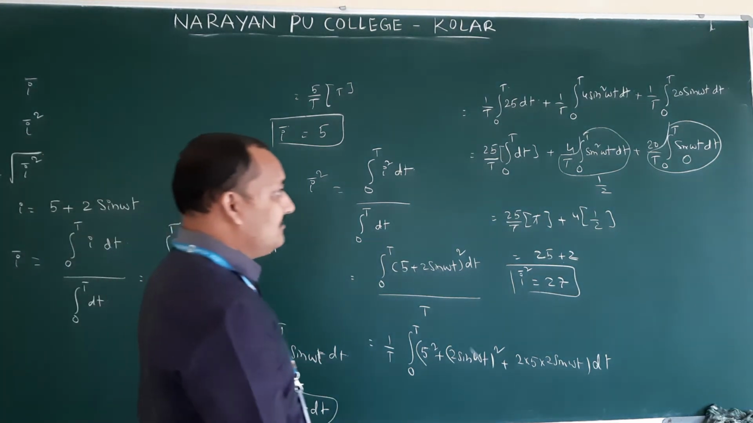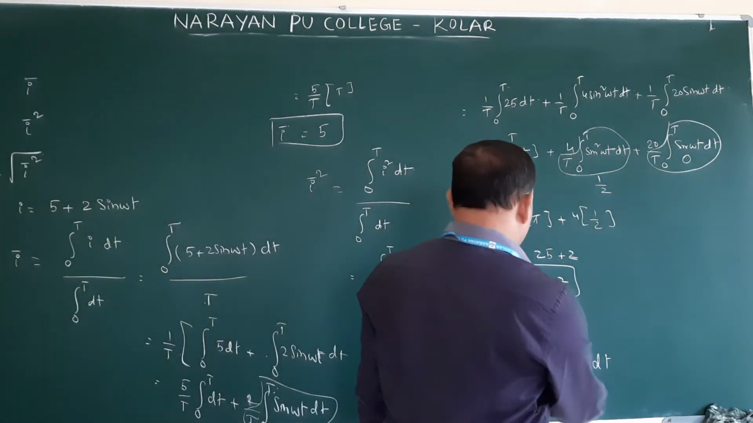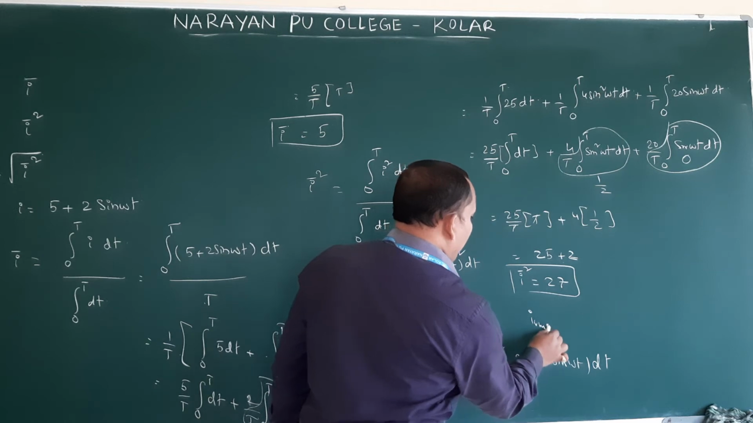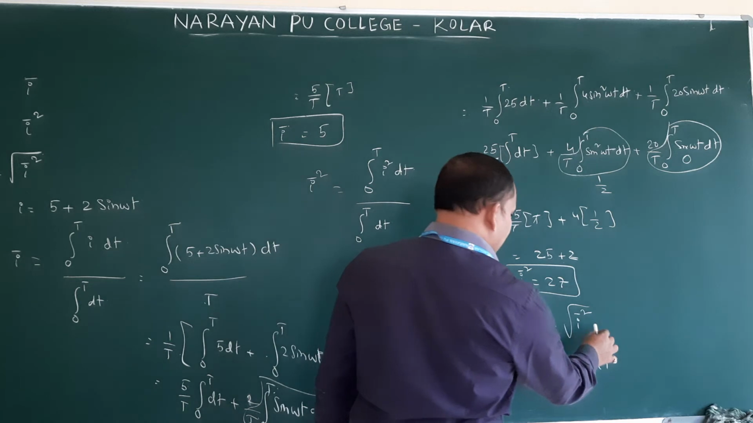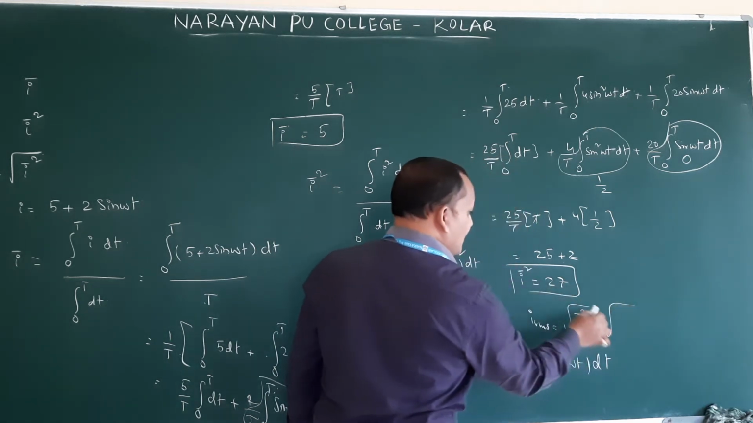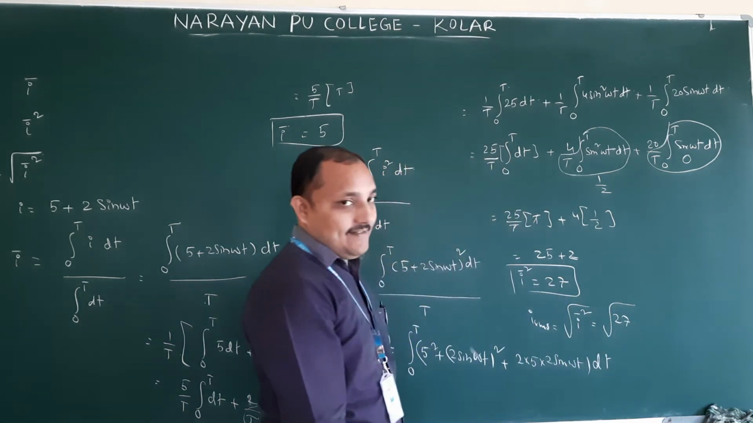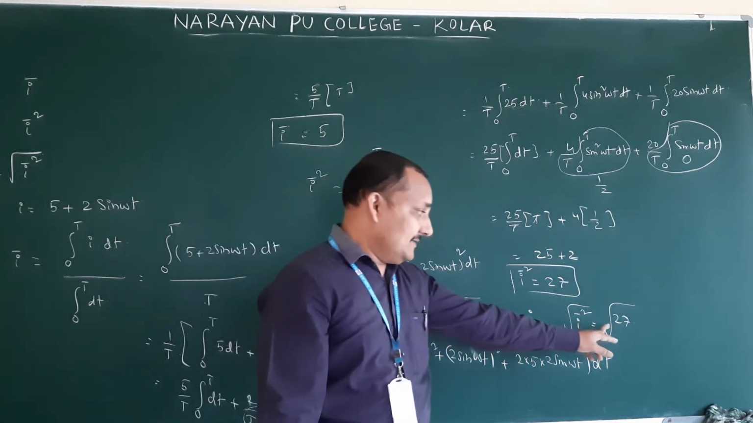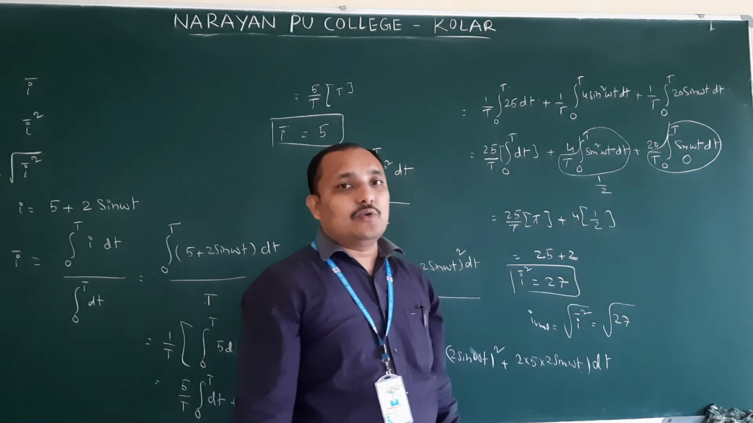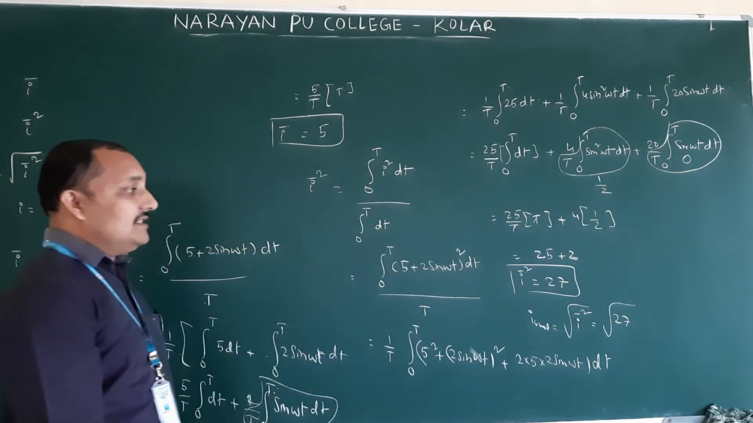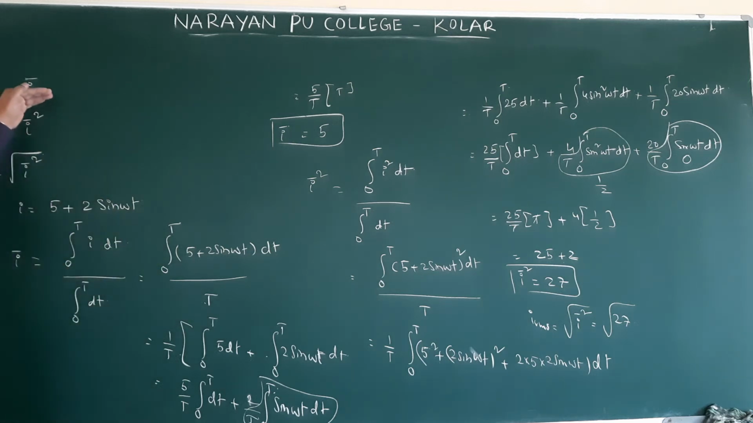Next, RMS value, root mean square value. Root mean square value means I RMS is equal to root of I bar square. I bar square value, how much did you get? 27. So for that you are getting root 27. Okay, so this is about mean square and root mean square value for problem A. Now we will solve B.